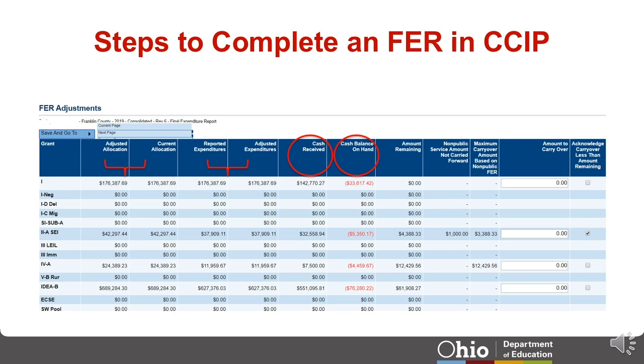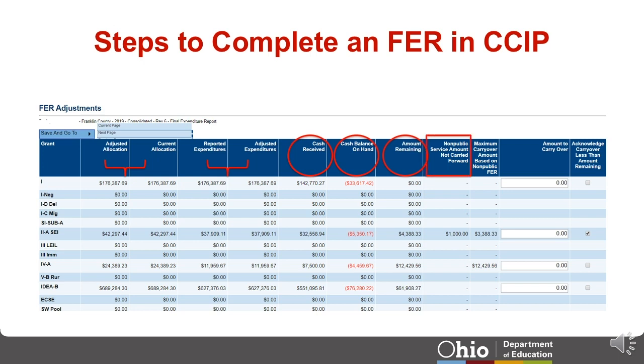For the cash balance on hand column, if the cash received is less than the adjusted expenditures, the cash balance on hand will show a negative amount in red, and a payment will be issued upon approval of the FER. If the cash received is greater than the adjusted expenditures, the cash balance on hand will show a positive amount and a refund will be due or be shown as cash on hand in the following fiscal year. If the cash on hand is a result of non-public unspent money, this amount may be required to be refunded also. Typically, if a refund is due, you will receive a system-generated notification with instructions on how to remit payment. The amount remaining column represents any grant allocation that was not spent in the fiscal year.